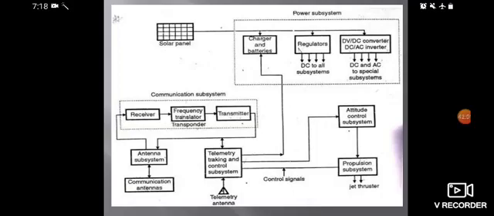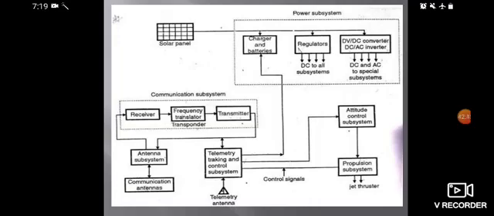Whenever we have communication satellites, we have a number of blocks. The first one is the power subsystem, the second is the communication subsystem, the third is the antenna subsystem, the fourth is the telemetry tracking and control subsystem, the next is the altitude control subsystem, and the next is the propulsion subsystem. In the power subsystem, we have chargers, batteries, regulators, and converters. Whenever we have solar panels on the surface of the satellite, during the daytime solar energy comes from the sun and is converted into DC signals.